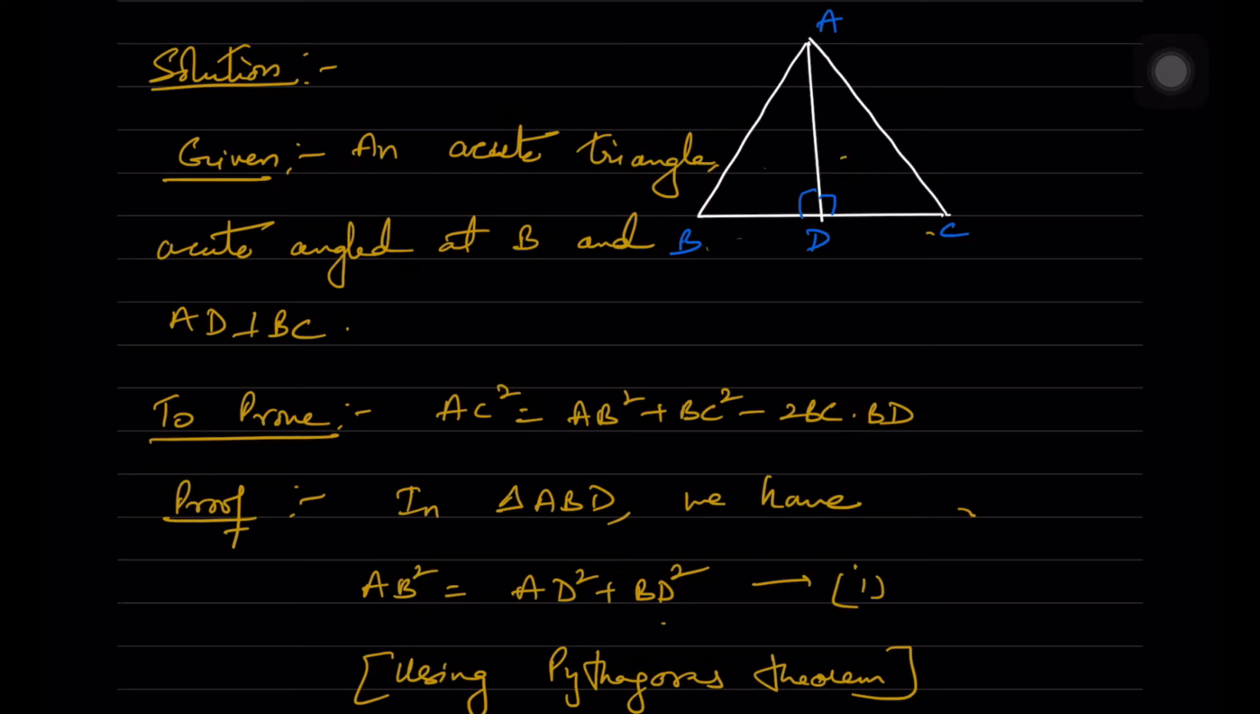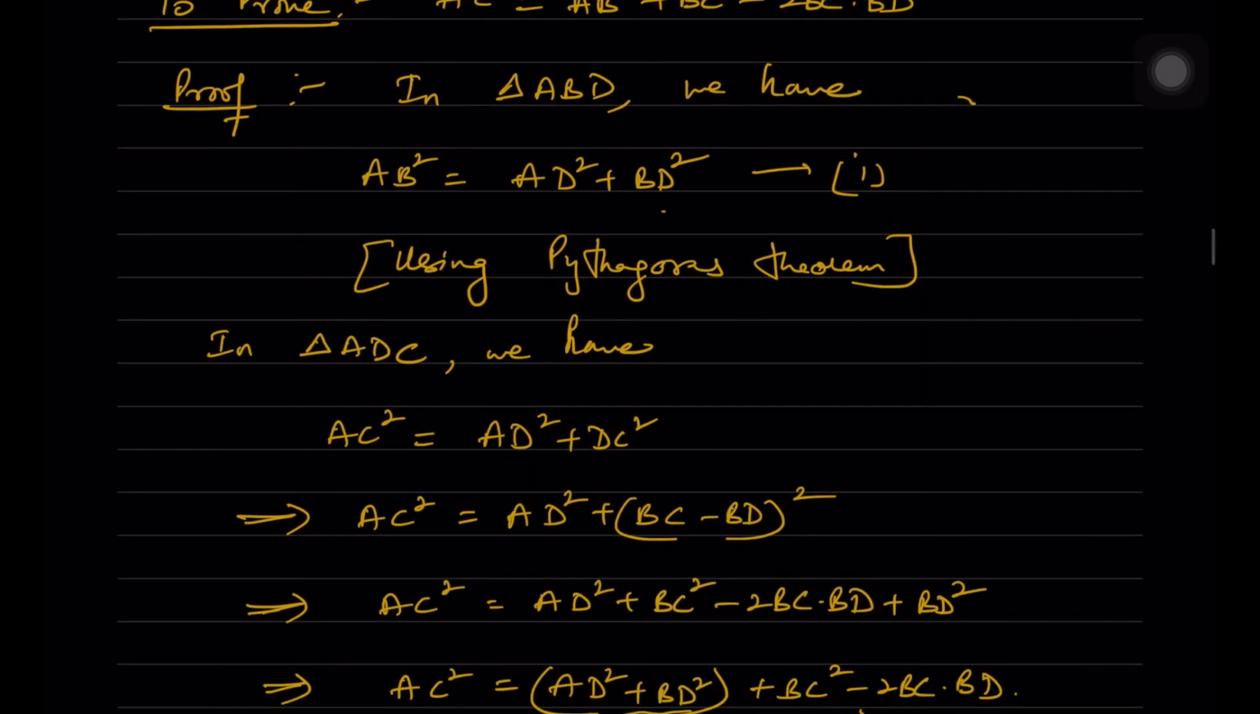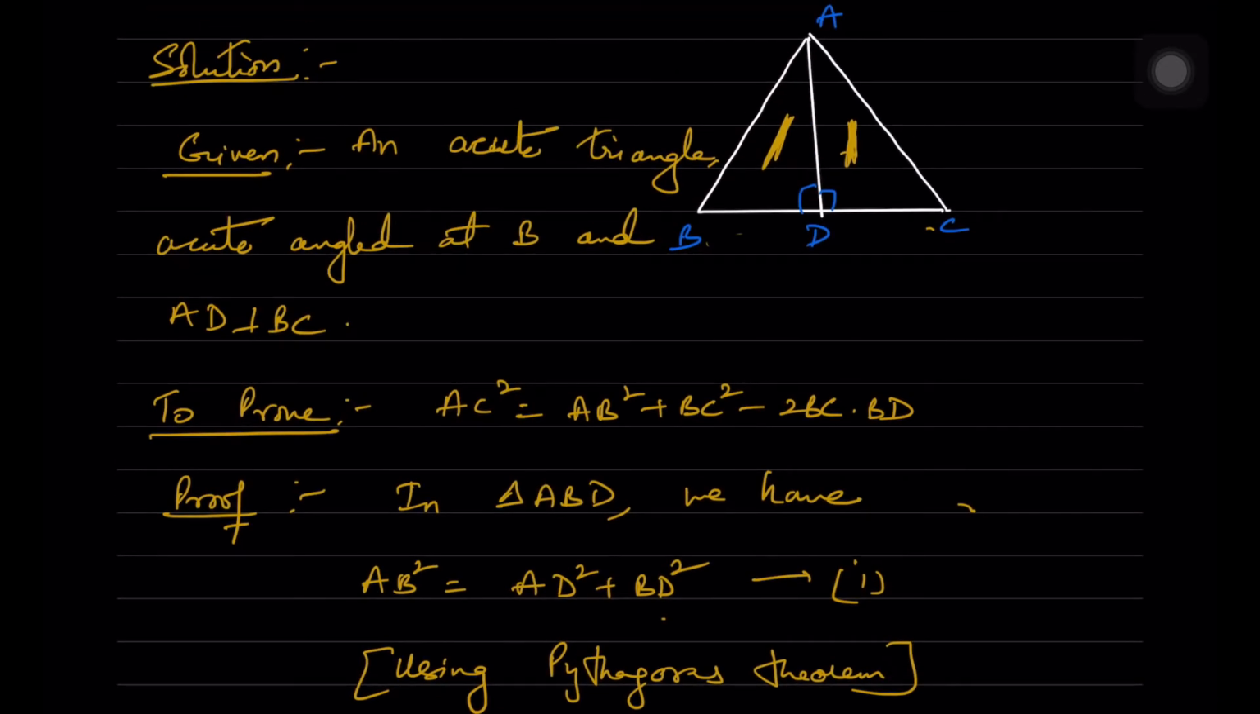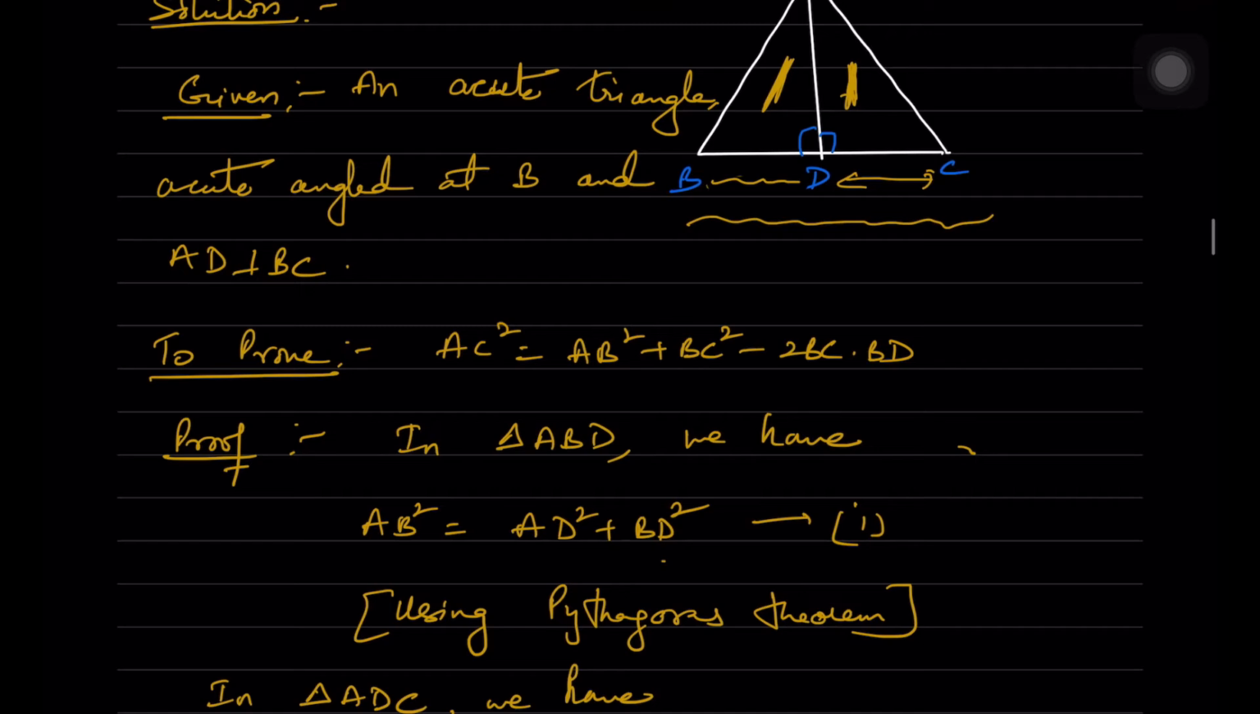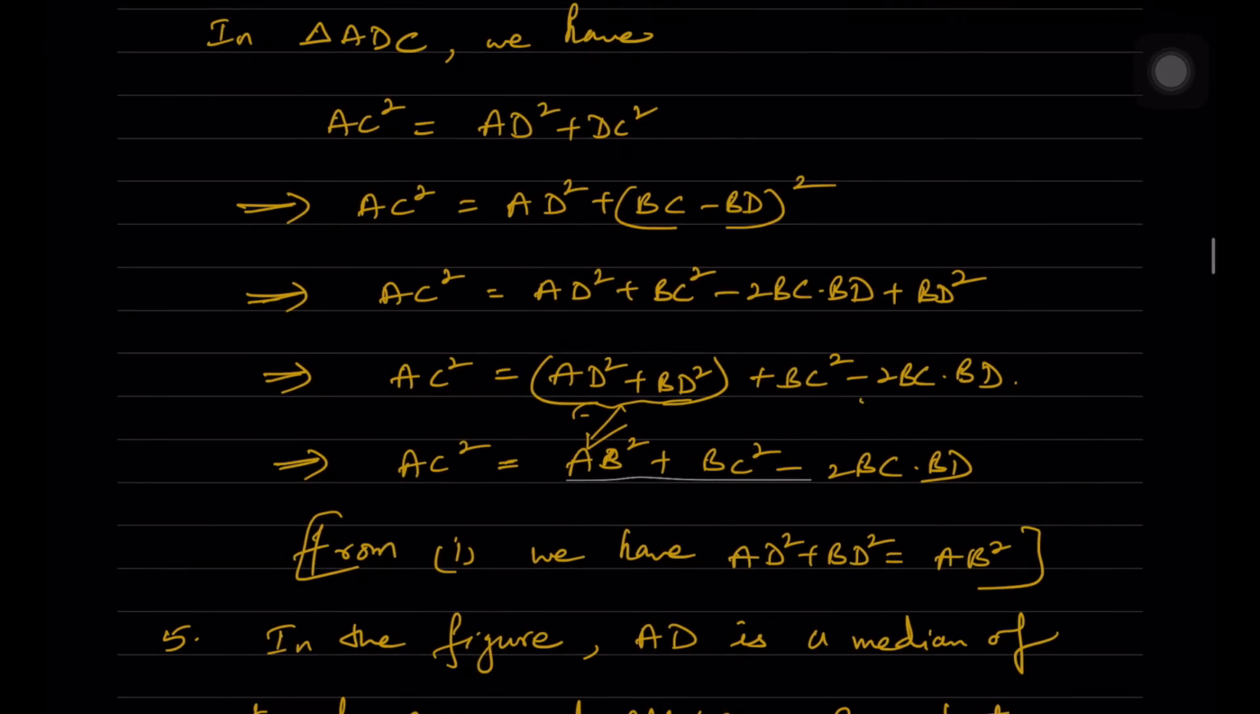Next, consider the other triangle, that is ADC. First we considered this triangle, now we are going to consider this triangle. In this triangle ADC, you have AC as the hypotenuse, so AC square is equal to AD square plus CD square or DC square. Now you know that DC here can be written as BC minus BD. This whole part from here to here minus the small part will give you this part. So CD is equal to BC minus BD. So now we are taking the whole square over here.